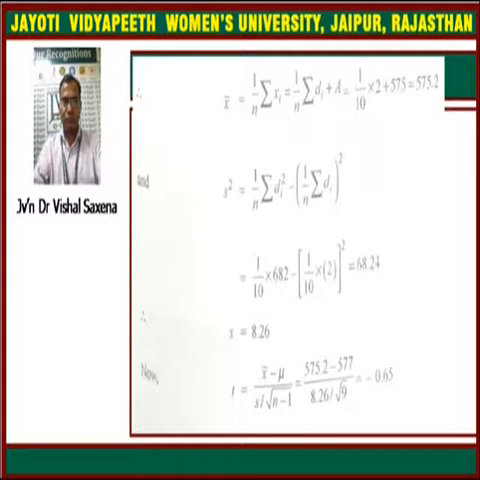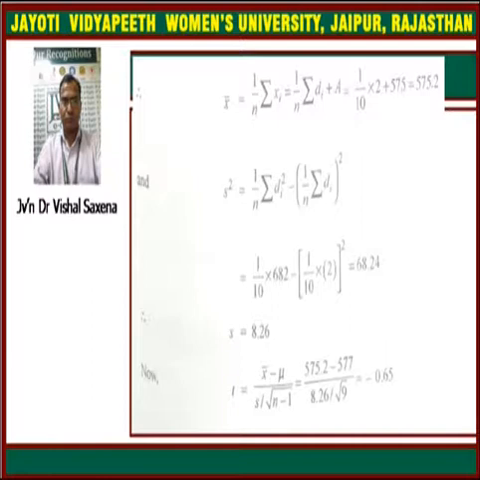Next, the sample mean x bar is obtained as summation xi upon n, that is, summation di upon n plus a, and this will be obtained as 575.2. In a similar way, the standard deviation S can be obtained by the formula S square is equal to 1 upon n minus 1 into summation di square minus 1 upon n summation di whole square.